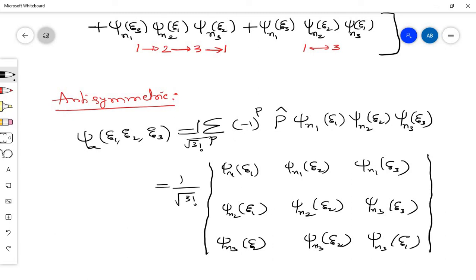See here, observe here: n1, n1, n1 only, the state n1, but the coordinates of the particles are e1, e2, e3. Here it is n2, n2, n2. Then here it is n3, n3 and n3.